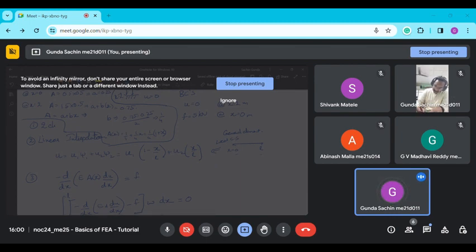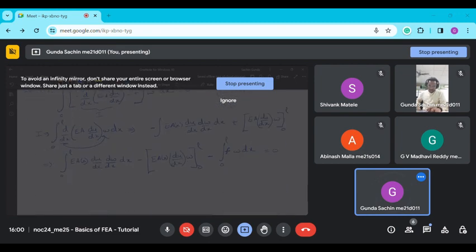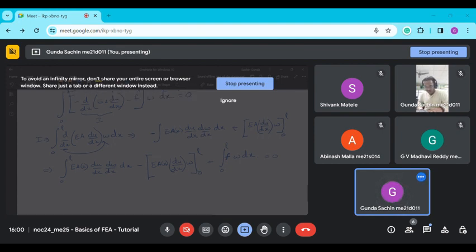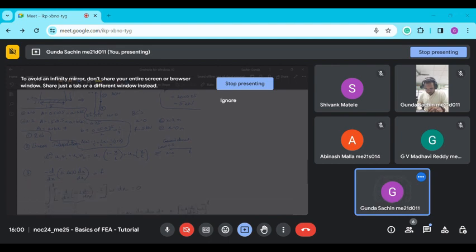And you have u of x in terms of shape functions, this one. And then the weight function w. We will slowly start substituting them. Is it clear till here? Any doubts till this point?